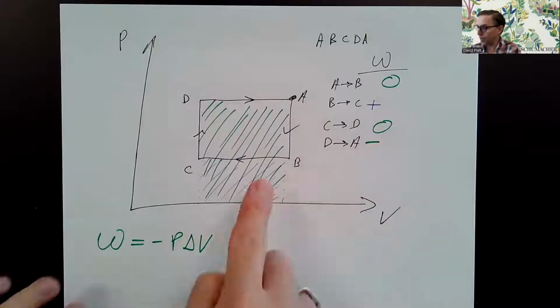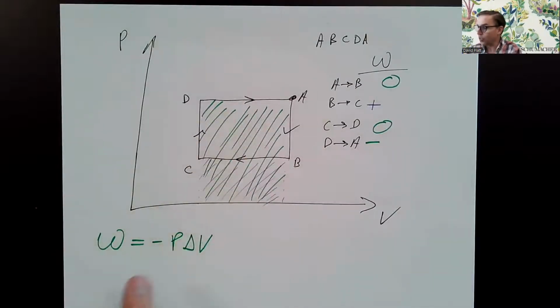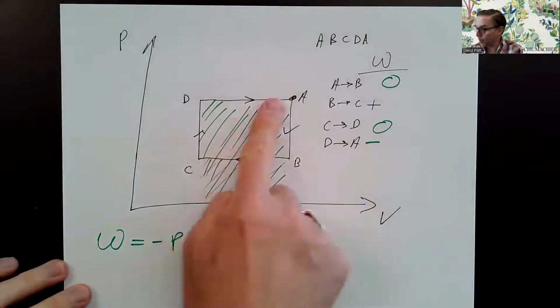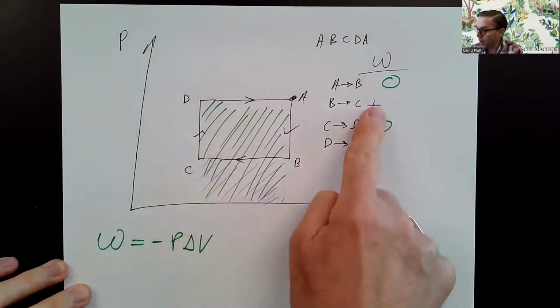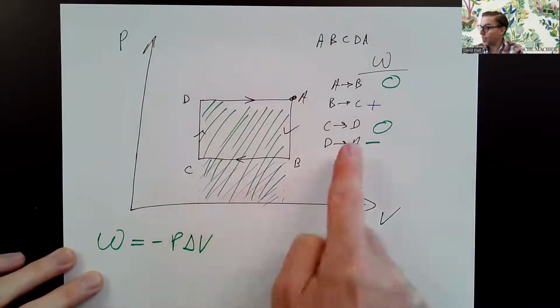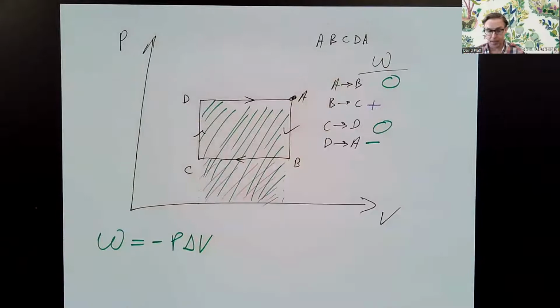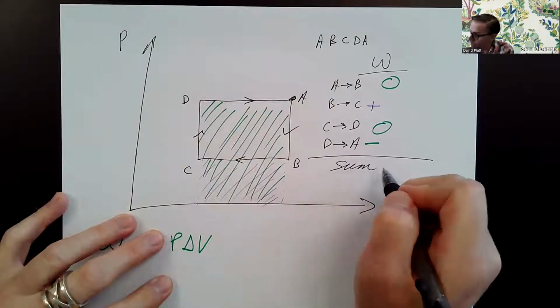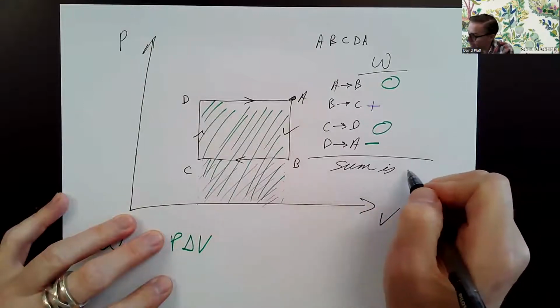Let's look at a couple things. First of all, do you see that the negative area is bigger than the positive area? The negative green area is big. The positive purple area is small. And therefore, the sum of all of these, the sum is negative.